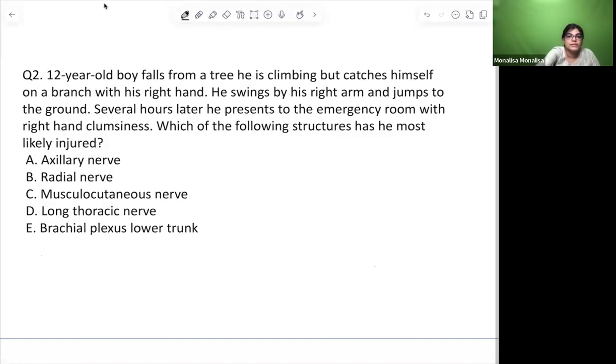Let me check if the students are giving me the right answer or not. Akshay has given the right answer. Joel has also given the right answer. Surya has also given the right answer. The right answer is brachial plexus lower trunk injury. Just now I told you, if someone is falling from a height and to save himself or herself catches hold of the branch of a tree, such kind of injury is called injury of the brachial plexus lower trunk. Absolutely correct answer.